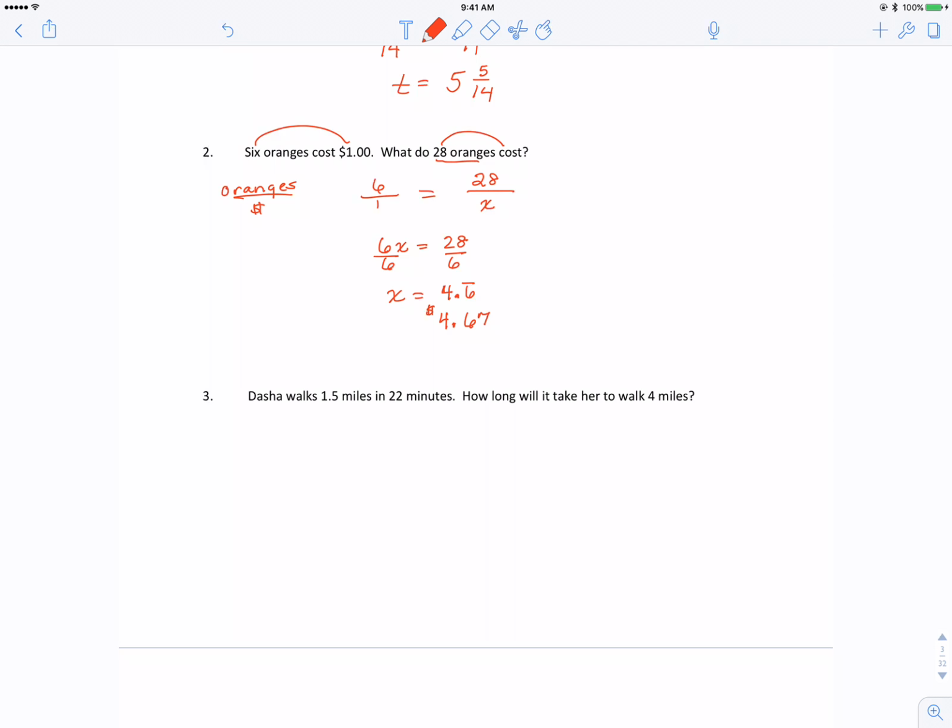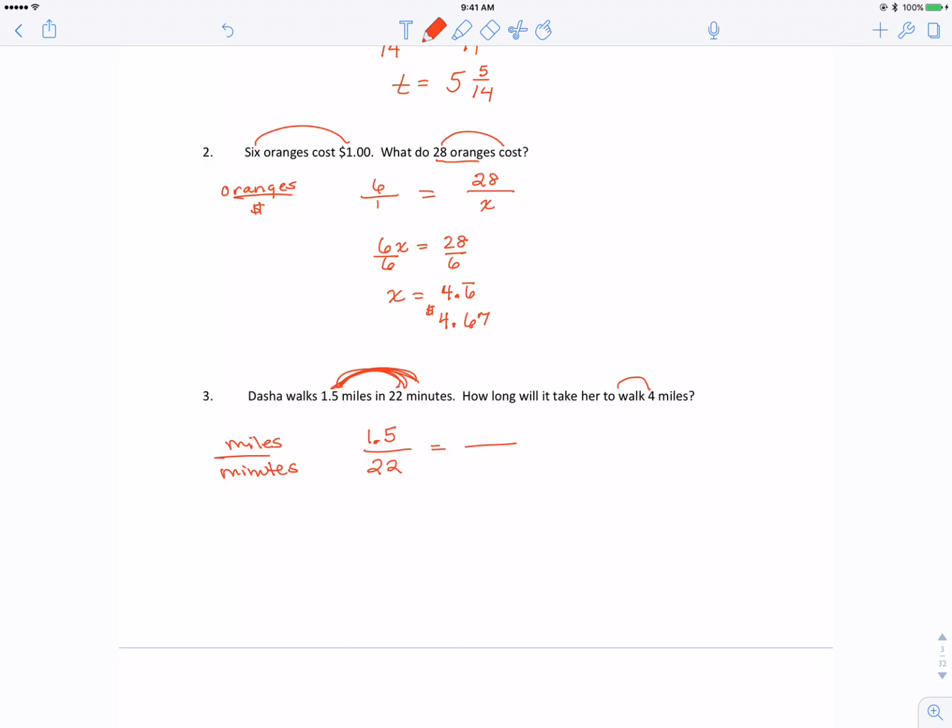Number 3, Dasha walks 1.5 miles in 22 minutes. How long will it take her to walk 4 miles? So what's being compared here is Dasha's miles to her minutes. So I'll set up a proportion. These two numbers certainly go hand in hand. All my top numbers will be miles because I wrote miles first. And the bottom would be minutes because I put minutes second.